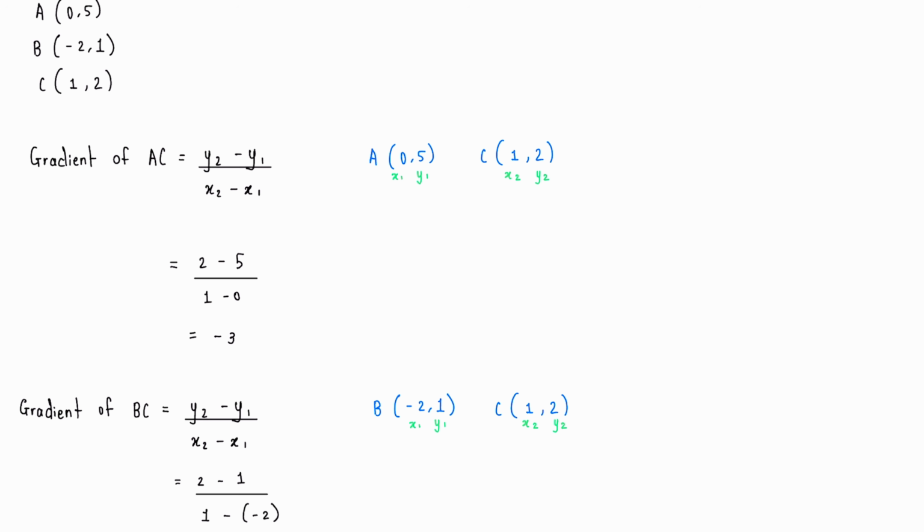And then we find the gradient of AC to be minus 3. Then BC: remember, we get in the coordinates again. We're mapping them out, seeing what's y2, what's y1, what's x2, what's x1, and putting them into the formula. Make sure we remember the signs. Signs are very important. We get the gradient of BC to be 1 over 3.